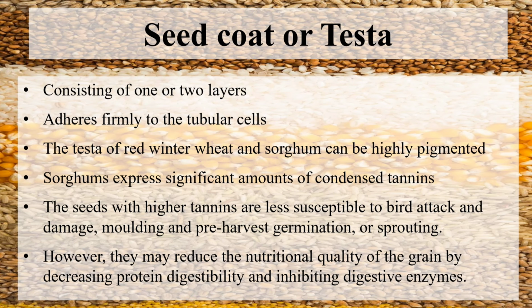Seed coat or testa. It consists of 1 or 2 layers and adheres firmly to the tube cells. The testa of red winter wheat and sorghum can be highly pigmented. Sorghums express significant amounts of condensed tannins. The seeds with higher tannins are less susceptible to bird attack and damage, molding, and pre-harvest germination or sprouting. However, they may reduce the nutritional quality of the grain by decreasing protein digestibility and inhibiting digestive enzymes.